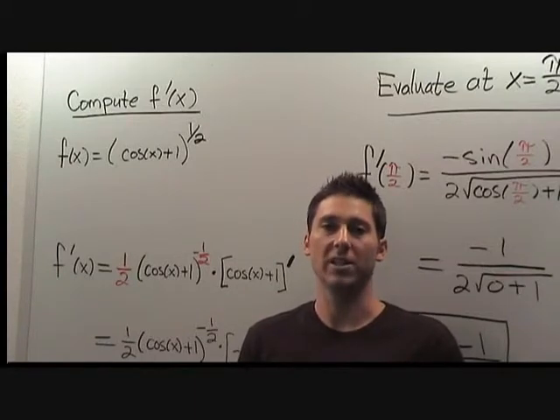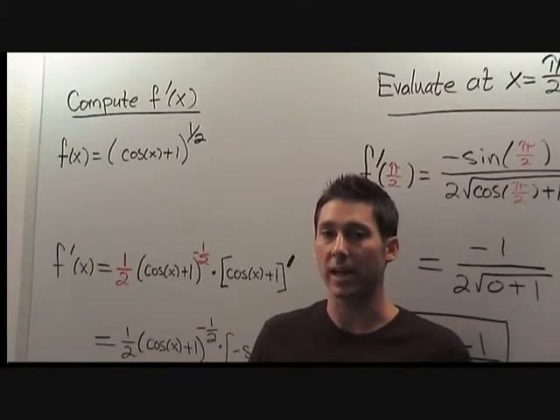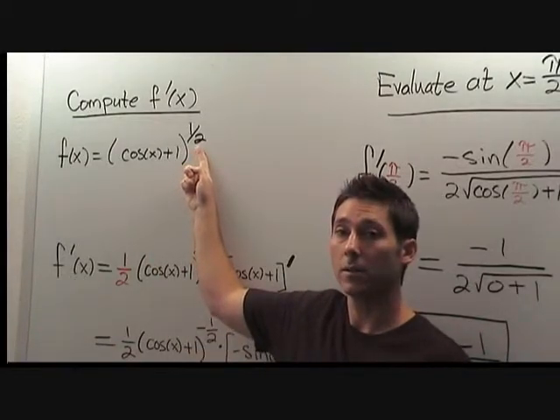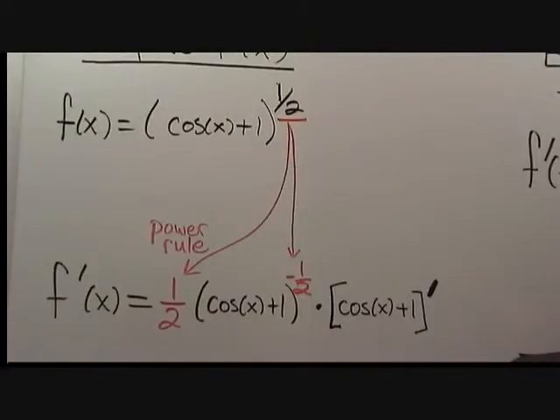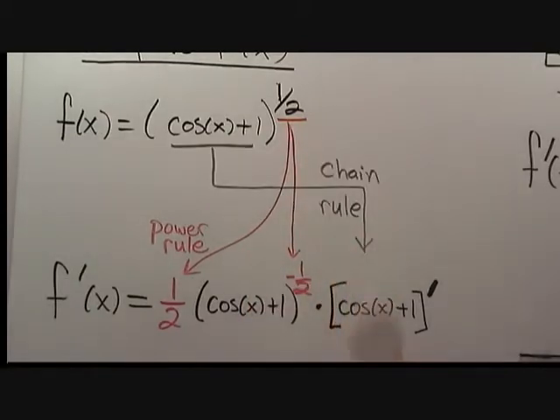Remember what the chain rule says. You need to take the derivative of the outside, evaluate it at the inside, and multiply by the derivative of the inside. This is the outside function. This is the inside. We use the power rule to take the derivative of the outside function. Then the chain rule says we have to multiply by the derivative of the inside.